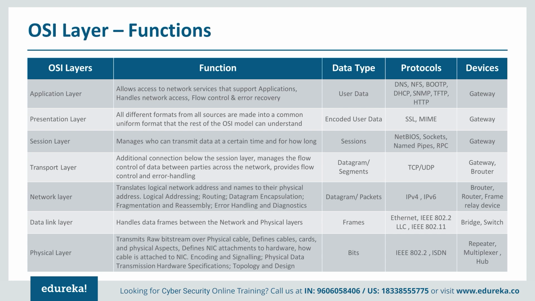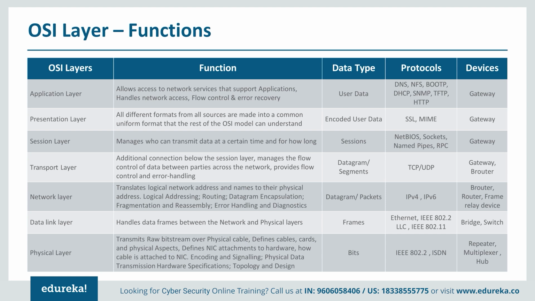The presentation layer works with SSL (Secure Socket Layer) and MIME, and the session layer uses NetBIOS, sockets, named pipes, and RPCs. These are the relay protocols, and NetBIOS is similar to DNS, wherein it identifies a resource by name to an IP address, or an IP address to names. All three layers, application, presentation, and session, have only the gateway device.